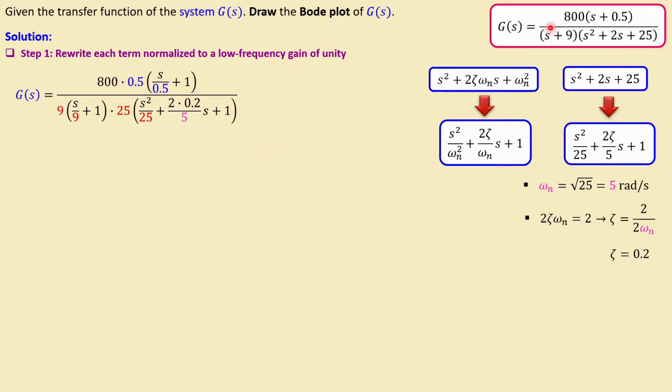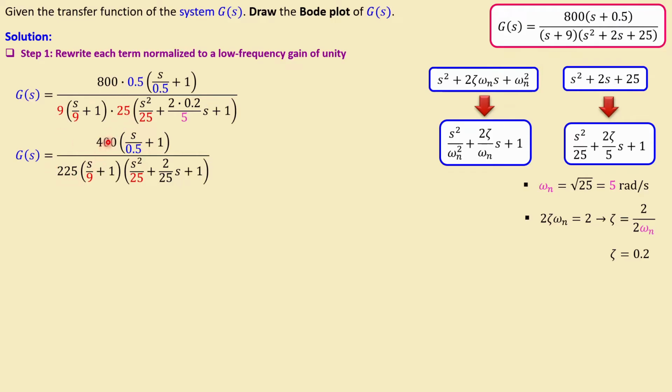So we have 800, and then we remove the 0.5 out of it. So we have a low frequency gain of unity. And we have also the 9 out of it for the real pole, and also the 25 out of this term. And you can see and recognize also the 0.2 for the damping ratio and also the 5 for the natural frequency. Now let's simplify this, because 800 times 0.5 is 400, and 9 times 25 is 225, etc.